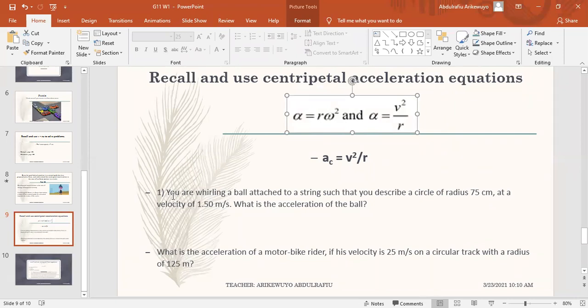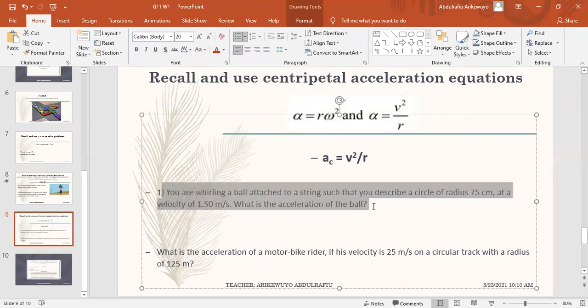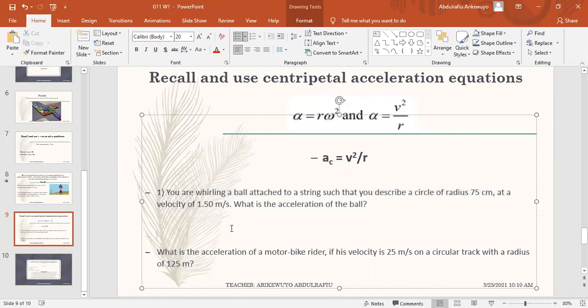Now let us solve this one. Can you read this question? You are whirling a ball attached to a string such that you describe a circle of radius 75 centimeter at a velocity of 1.50 meter per second. What's the acceleration of the ball? What do you think the acceleration will be? What formula do I need to use there?